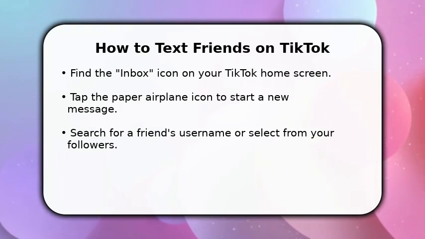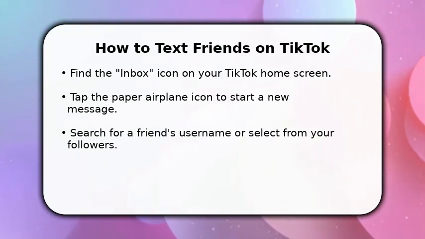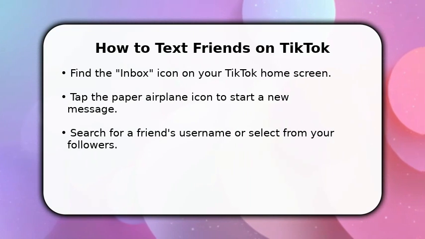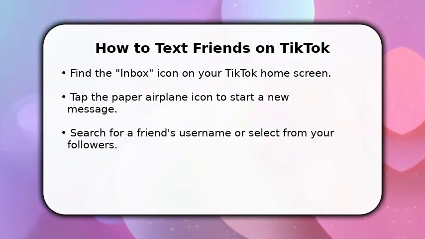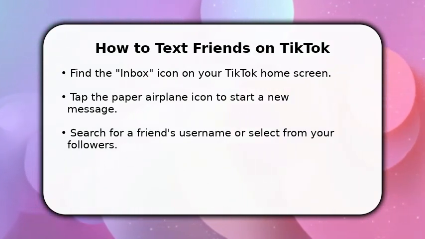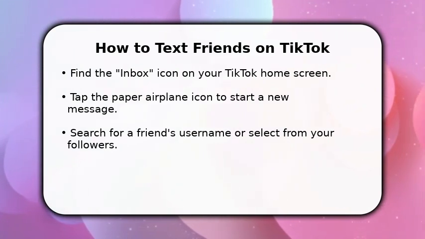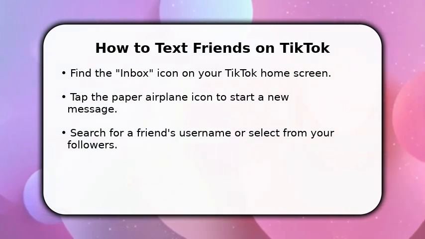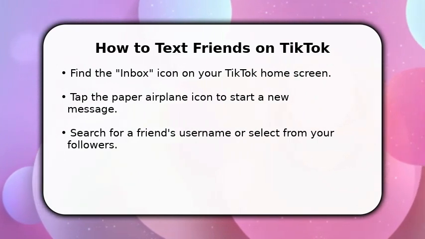Enjoy the video. In this video, I will explain how to text friends on TikTok. First, open the TikTok app on your device. Look for the inbox icon, which resembles a speech bubble, usually found at the bottom right of your screen. Tapping this will take you to your direct messages.